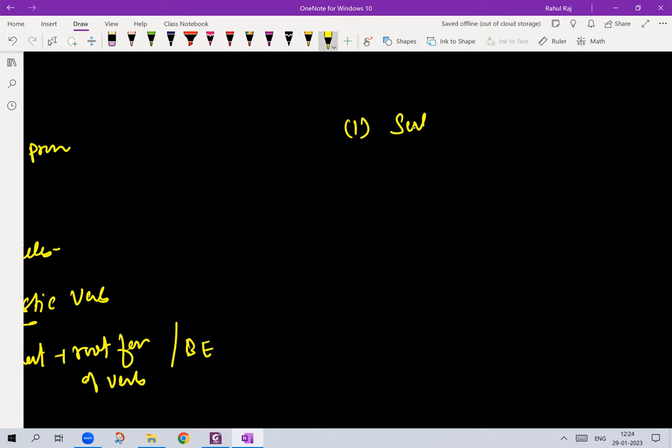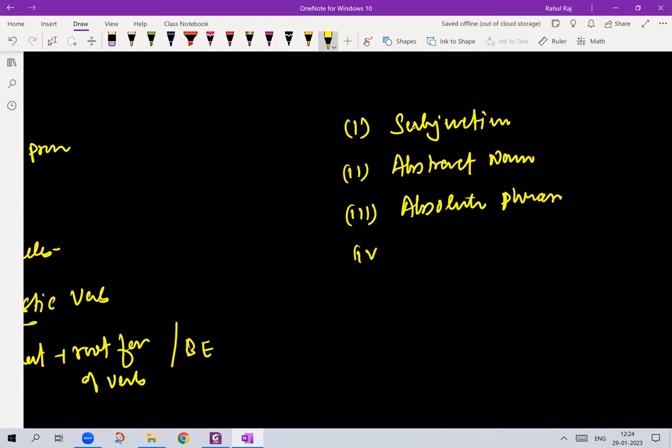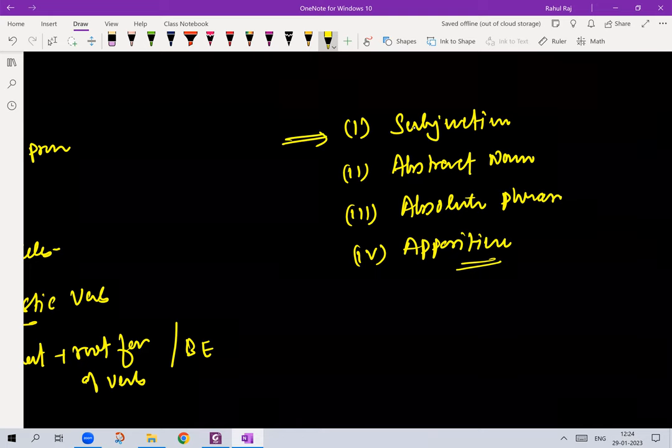One is subjunctive. We'll be doing it now. The second is abstract noun construction. Third is absolute phrase. We'll do all this stuff. And fourth is appositive, the most important. So what we are doing right now is the subjunctive construction. I'll tell you these names so many times that you will remember them in the class only, don't worry.